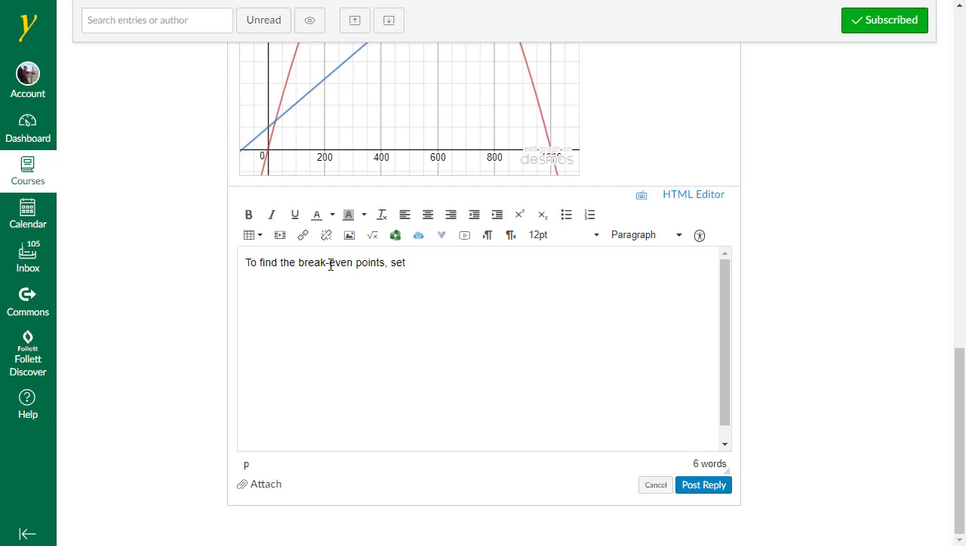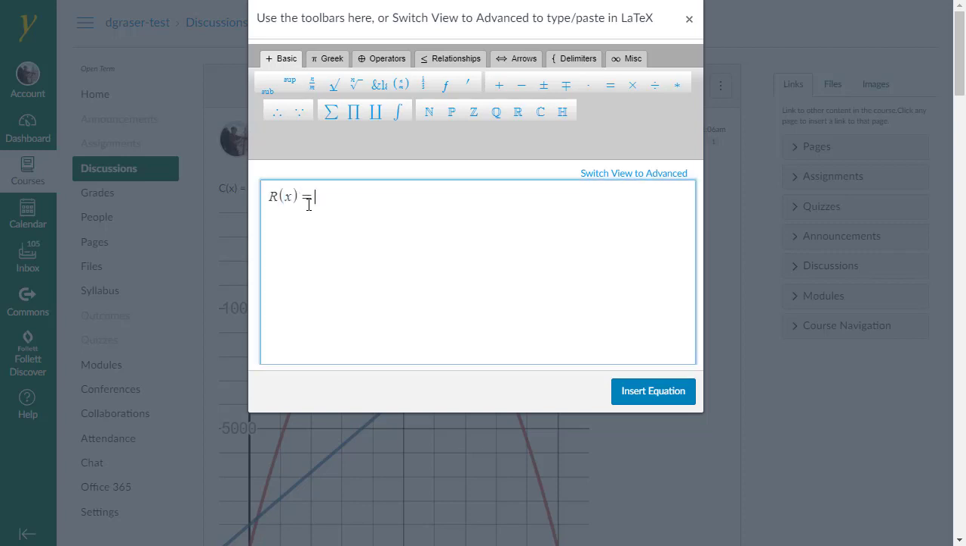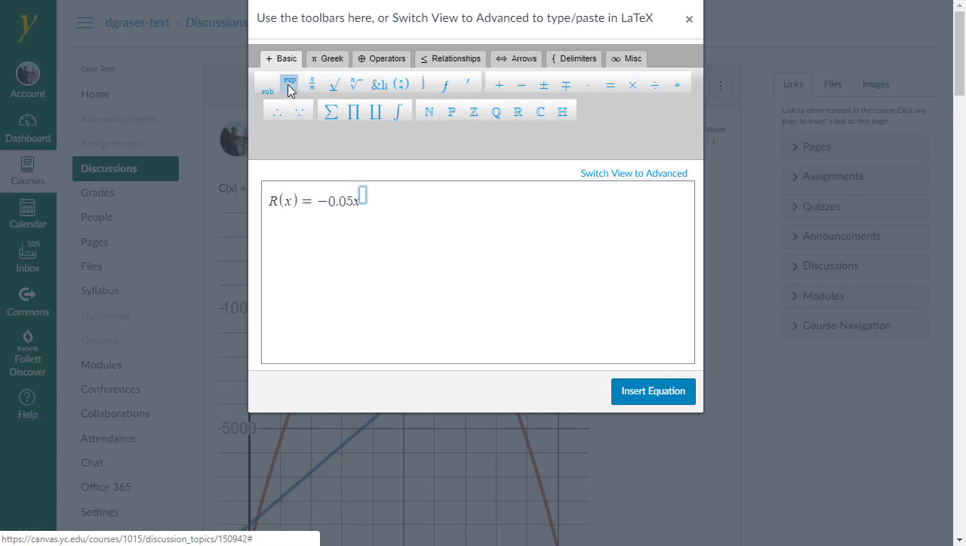Now, as our formulas get more complicated, we're going to need to put in things like powers and subscripts, all sorts of stuff. And that's what this button is perfect for doing. So I'm going to click on it, and it gives me a window here. And now I'm going to type R of X equals negative 0.05x. And now I need to do a power. And another way of doing a power is saying it's a superscript. If we look up here, there's a button that says sup on it. I'm going to click on that, and now I can type 2.